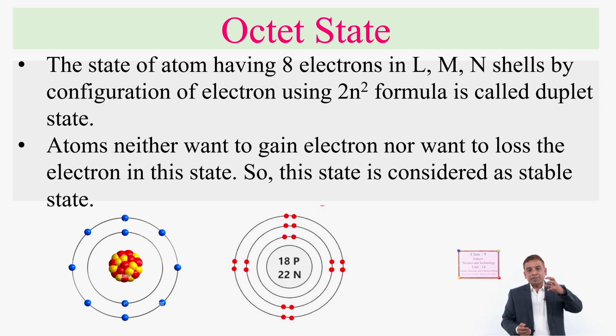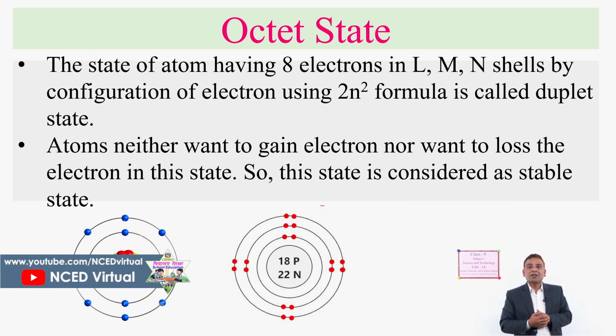So the K shell can acquire the duplet state, but the L shell, M shell as well as N shell can acquire octet states. This attainment of electrons in different energy levels like K, L, M as well as N can be calculated by the 2n square formula, which we have just discussed in our earlier part. So this state, acquiring 8 electrons at its valence shell, is called the octet state.